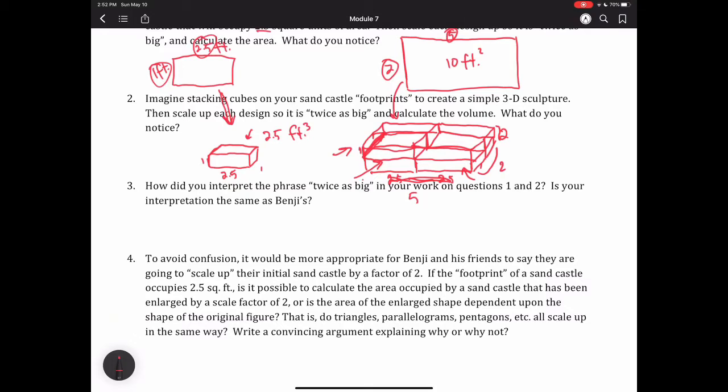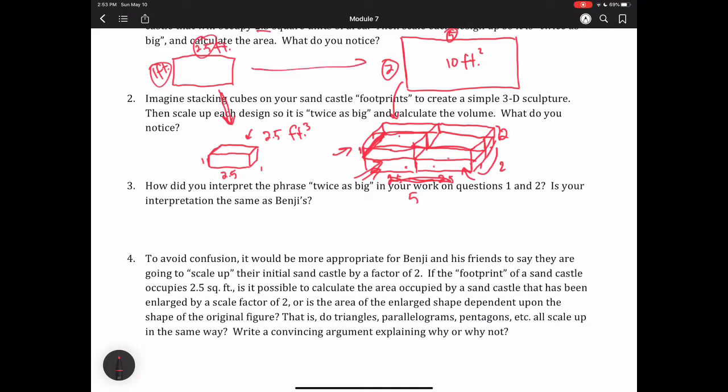But this one, if you've got each of those being 2.5 feet cubed, and then you have a total of 1, 2, 3, 4, 5, 6, 7, 8 of those little rectangular cubes, it's going to have a cubic volume of 8 times as many as that single one. So when we're doubling everything, we're not just doubling the volume or the area, we're actually going up by several different factors, right?